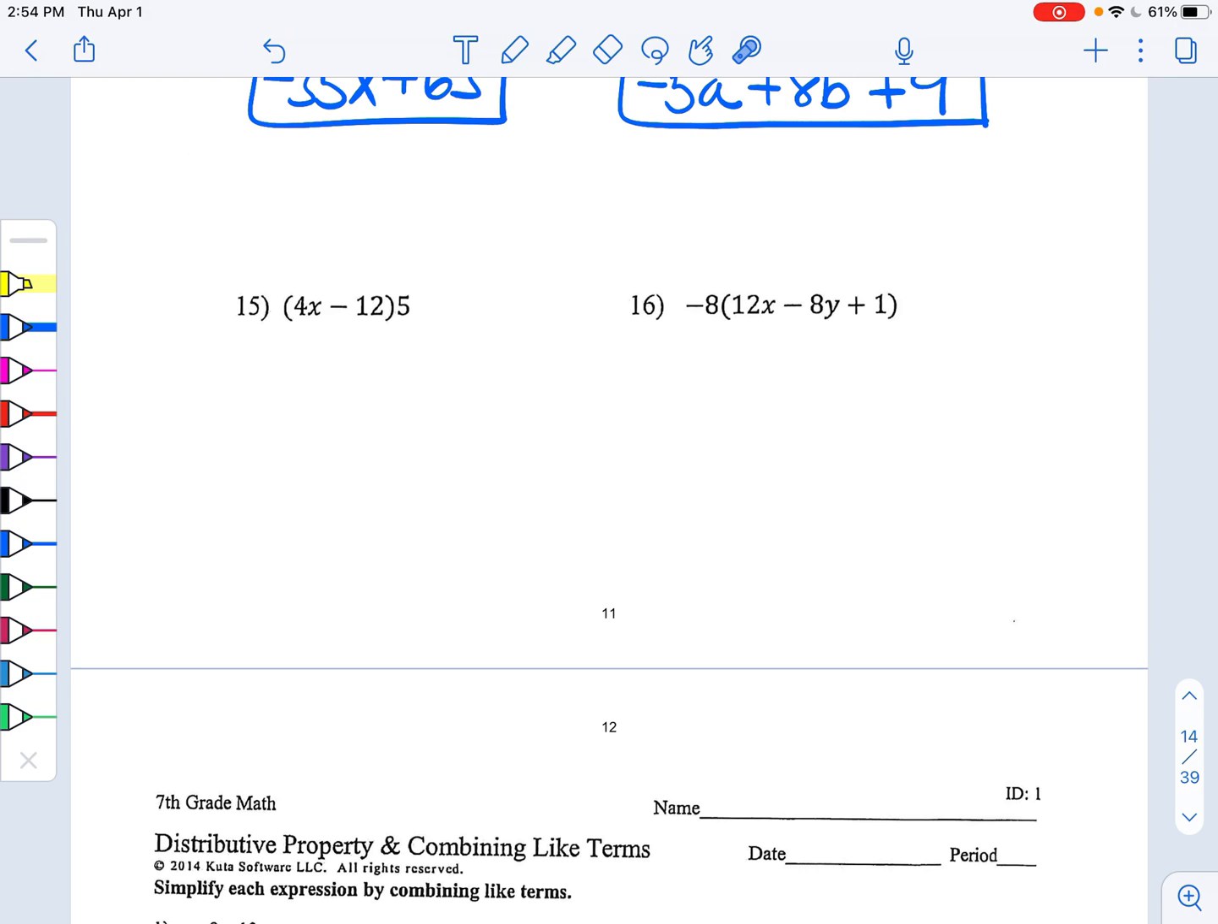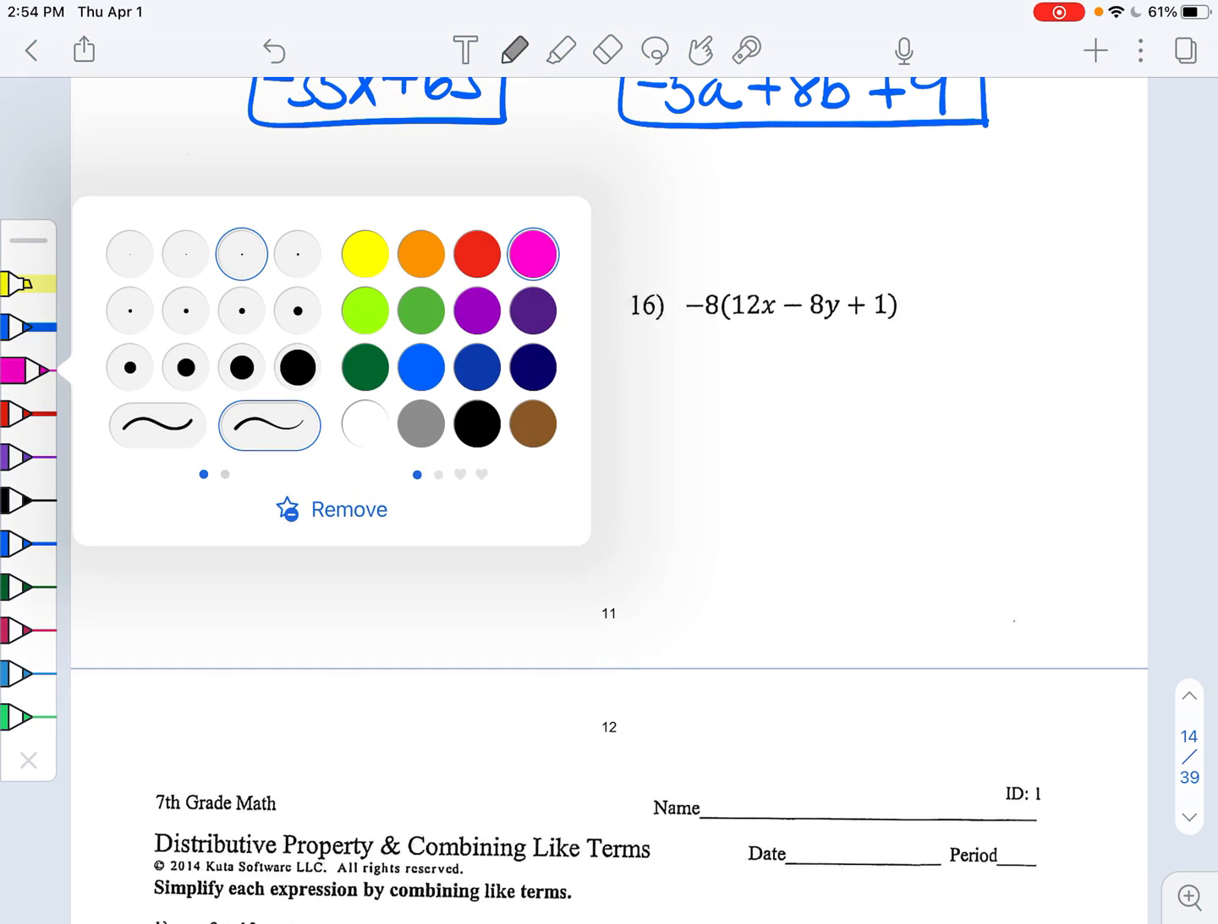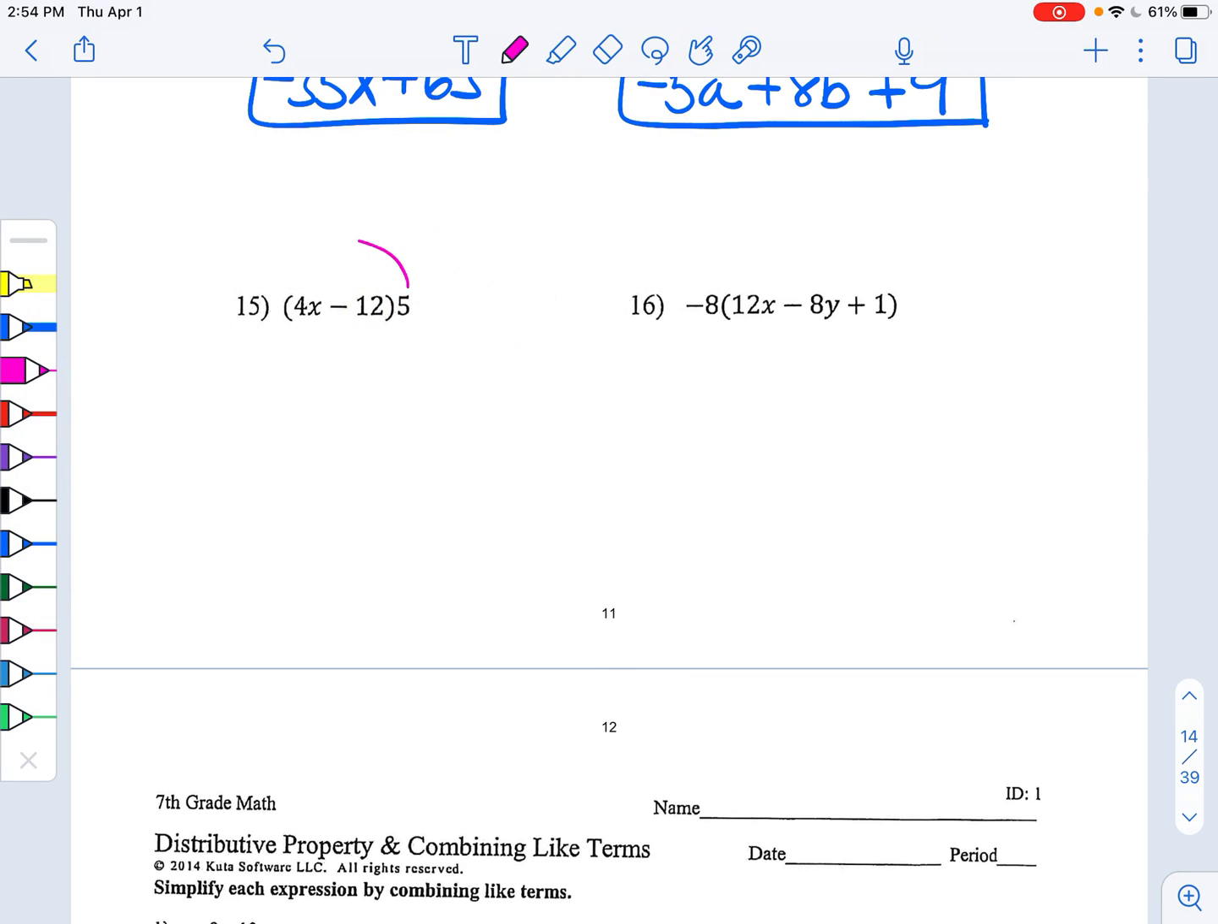All right, we got 2 more problems, ladies and gentlemen. On number 15, 5 is being distributed on the outside, so you can rewrite it if you want, or you don't have to. But 5 times positive 4x is positive 20x. And then we have a 5 times that negative 12, so we would have negative 60.